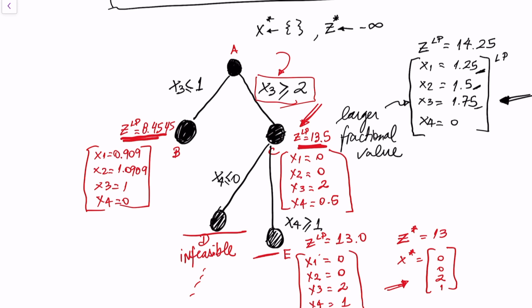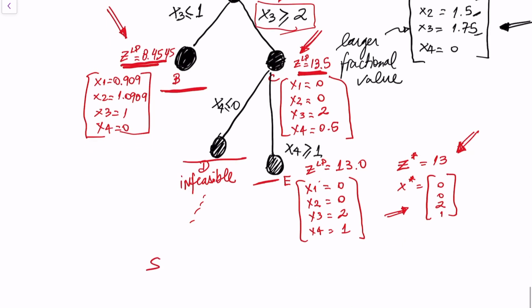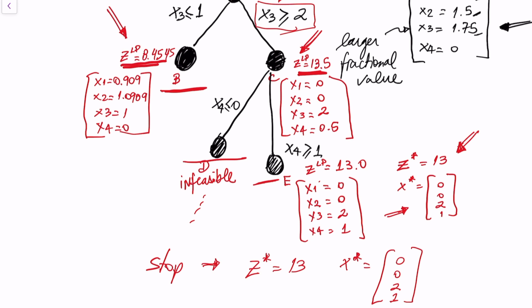As I look at the other nodes in my tree, I still have node B that I could continue, but as we have an LP relaxation value that is lesser than my current incumbent integer programming solution, I can also fathom that node. And then here, I finally can stop and say that the optimal solution for the IP was 13, with the decision variable values equal to 0, 0, 2, and 1. So this is how we apply the branch and bound method for this problem.